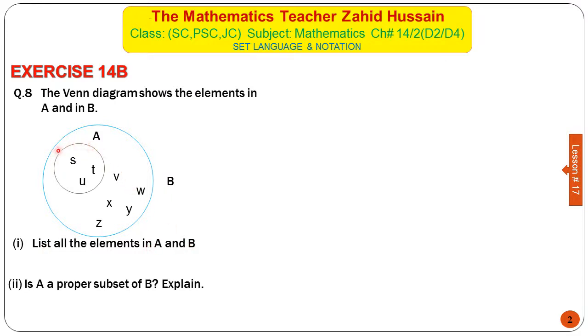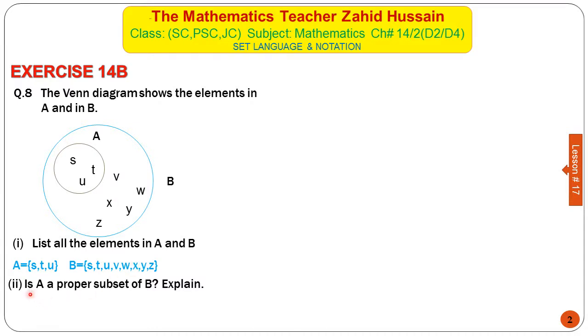The elements of set A are those in the smaller circle, S, T, U, and set B is represented by the larger circle, which includes this smaller circle also. So the elements of A are also elements of B, along with the elements which are outside A. Elements of set A are S, T, U and elements of set B are S, T, U, V, W, X, Y and Z.